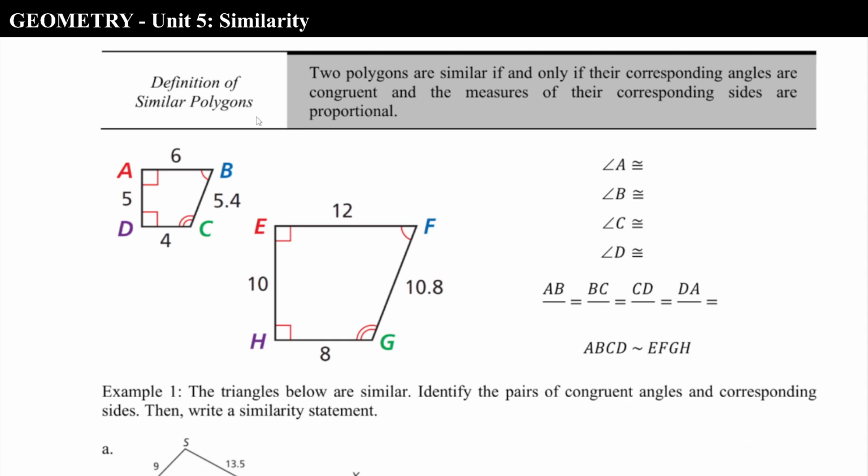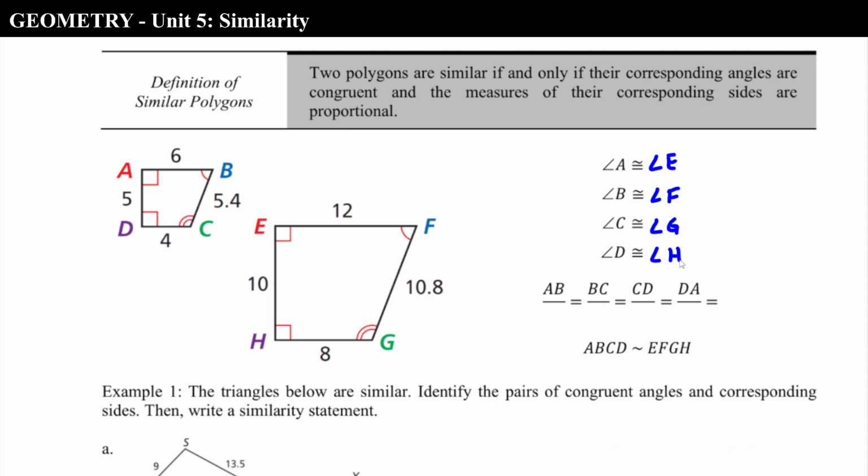If we take a look at these two figures here, the angles all have congruence. That doesn't change, okay? So angle A is congruent to angle E. Angle B is congruent to angle F. Angle C is congruent to angle G. And angle D is congruent to angle H. So that part does not change.